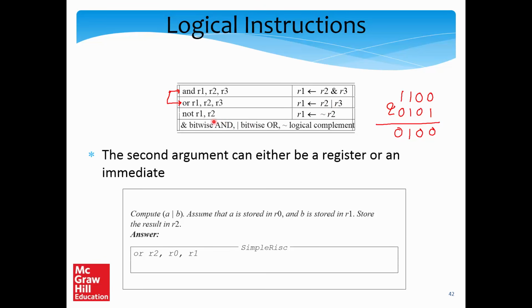Then we have the NOT operand, which is actually a 2-address format operand. So we have only one source. We only have one source operand, which can be either a register or an immediate.